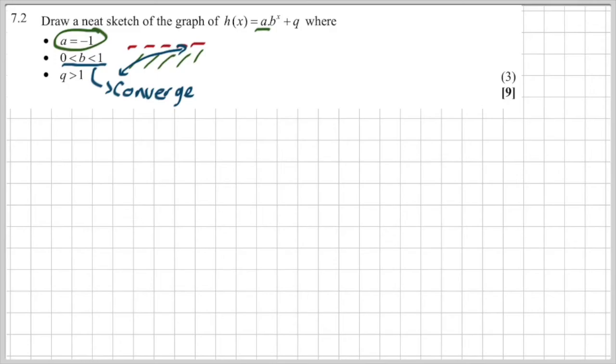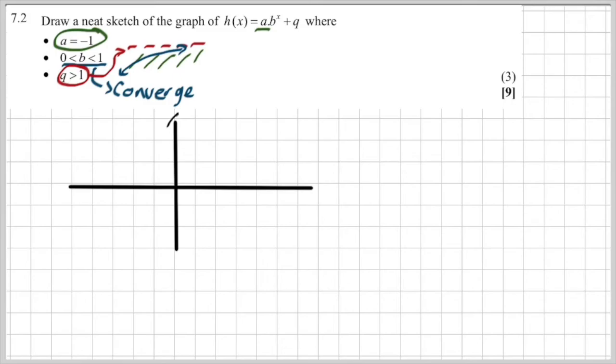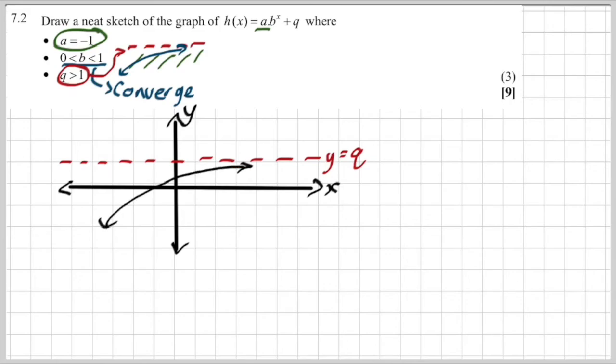Now, what does the q value tell me of the graph? Well, that is the asymptote. So if I sketch my set of axes, first of all, let's start at the asymptote. q is greater than 1, so it's definitely going to be above the x-axis. That is something that they were looking for. We don't know what it is, but it could be 2, 3, 4, 5. We don't know. It's got to lie below the asymptote and slope towards it. So it's going to look something like that.